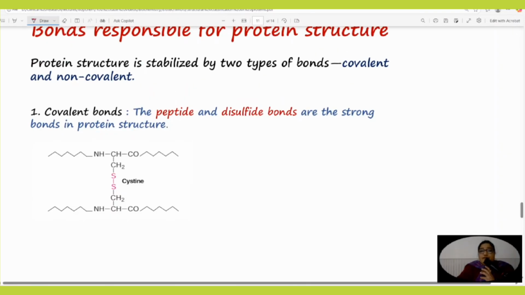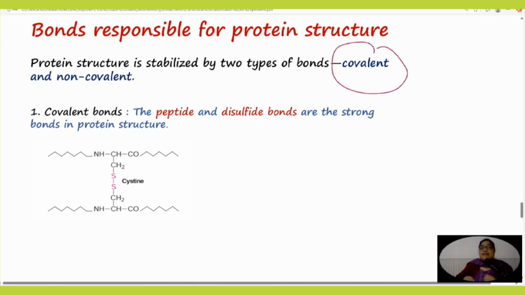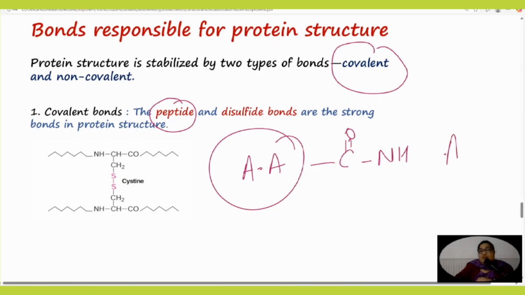First of all, we already know that proteins are stabilized by either covalent linkages, which are the linkages formed by mutual sharing of electrons, or the linkage may be non-covalent. So when we talk about covalent bonds, there are two types. One is the peptide linkage, and this peptide linkage was between two amino acids, one amino acid at this side and one amino acid at this side. This is amino acid 1, this is amino acid 2. So the bond between them was the peptide bond.